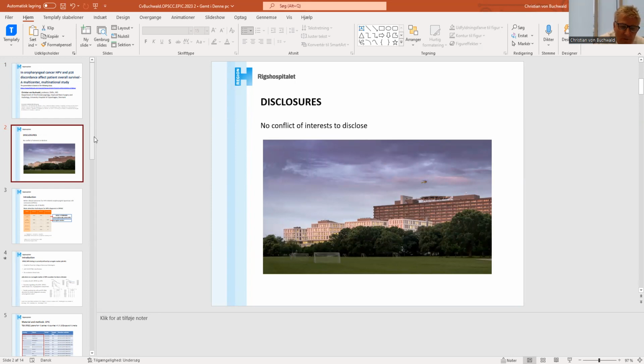On the screen, you can see a photo of my hospital, including the 4 new buildings in front of the main building. And I'm located in one of these buildings when I'm talking to you here.